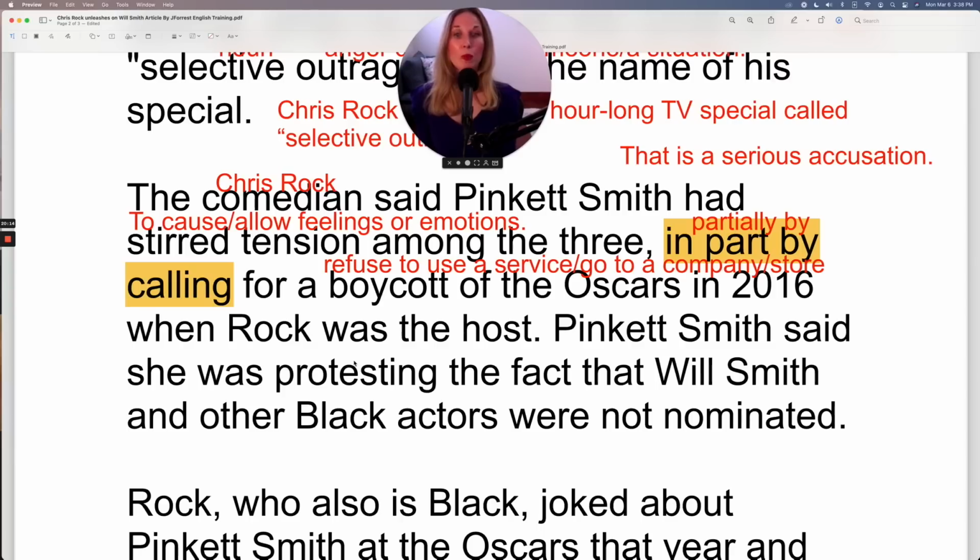Pinkett Smith said she was protesting the fact that Will Smith and other Black actors were not nominated. When you're nominated for an award, it means that you're selected to have the ability to win the award. Now, that could stir some tension, which causes that tension to become publicly available because Chris Rock was the host. So imagine you were hosting a TV show. This is a once in a lifetime opportunity. But then your friend told everybody not to watch the show and not to go to the show, to boycott the show. That could be hurtful for you because you're on the TV show, right? So that could be one way she stirred the tension.